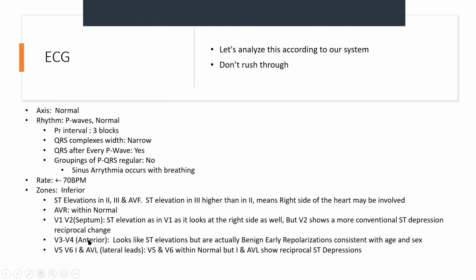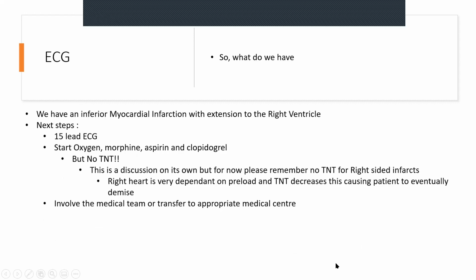V3 and V4, the anterior parts, it looks like ST elevations, but it's something we call benign early repolarization. So those high takeoffs that we're talking about, right? And V5, V6, 1 and aVL: V5 and V6 were normal, but 1 and aVL show reciprocal changes, all right? So what else did we learn from this? We have an inferior myocardial infarct with extension to the right ventricle.